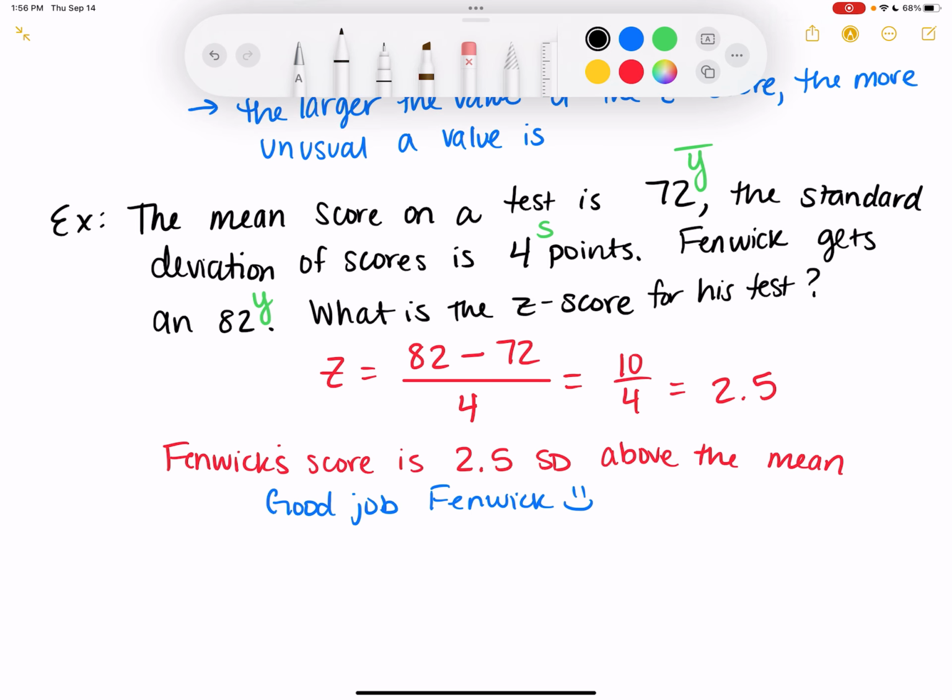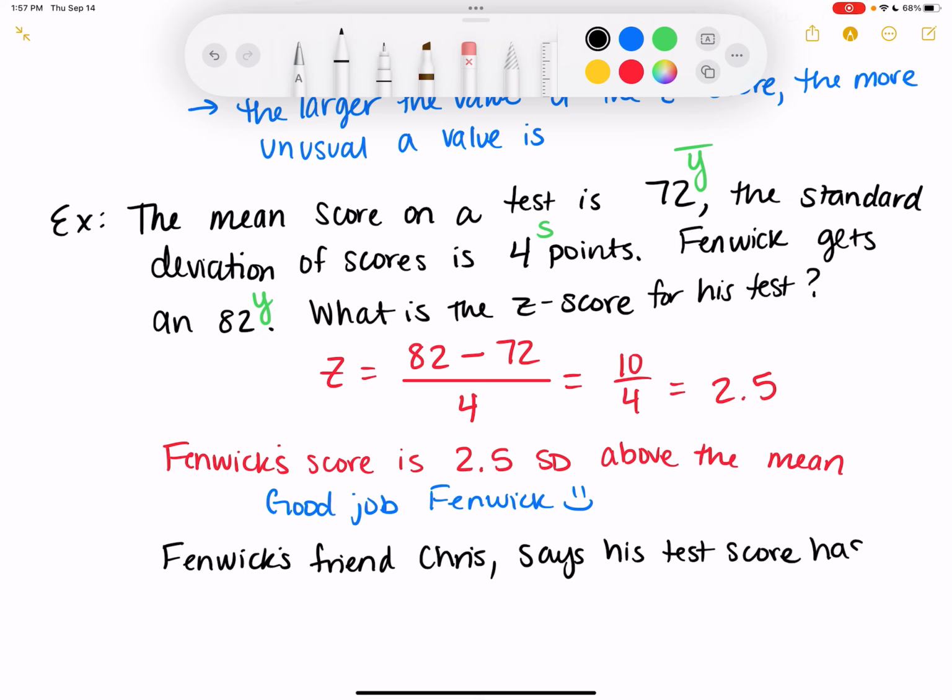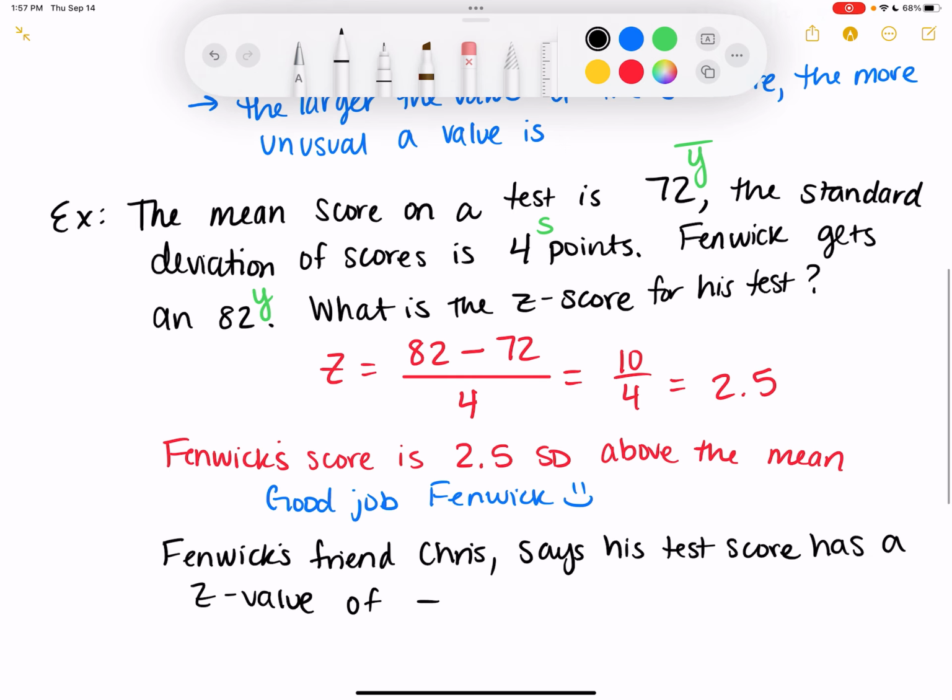So then a follow-up to this, Fenwick's friend, what's his friend's name? Chris. No way. Chris says his test score has a z-value. Okay, z-value, z-score get used interchangeably. They're the same thing. Of negative 0.5. What score did Chris get?